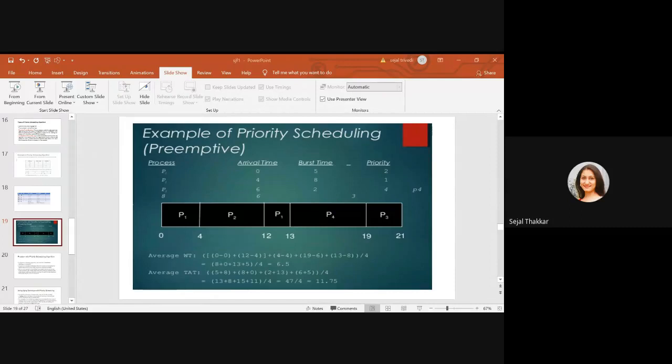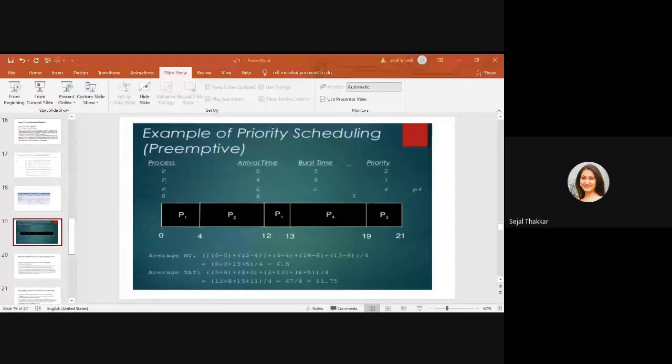Right? Are you able to see whatever I have done? The given problem statement is P1, P2, P3, P4. Arrival time is 0, 4, 6, and 8. Burst time is 5, 8, 2, 6. Priority are 2, 1, 4, and 3. Now it is preemptive. Means when a higher priority process comes, the running one has to give up the resources and resume later, and the new process with the higher priority is going to start its execution.